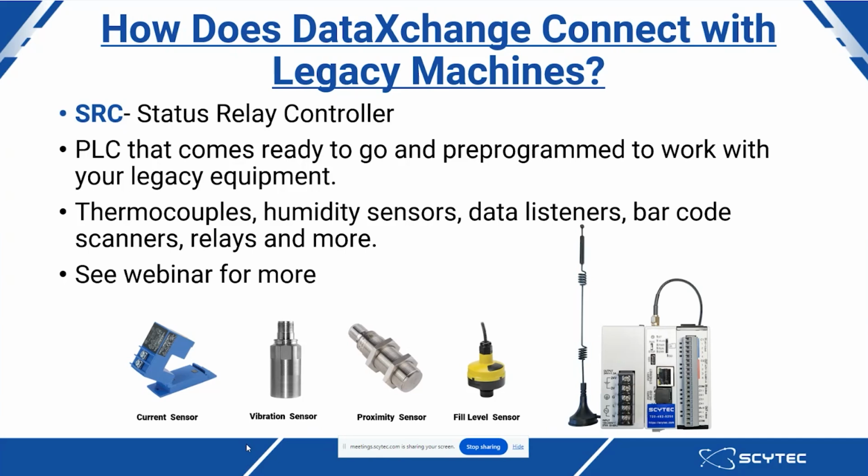Now, we have a whole little assortment of sensor types down at the bottom, including a current sensor, a vibration sensor, proximity and fill level sensors. And we can also wire our PLC device into things like thermocouples, humidity sensors, data listeners, barcode scanners, relays, and more. And if you look over on the far side of that PLC device down there in the right-hand column, you'll see a whole bunch of little ports. Those are where all of the sensor types can wire in, in the back of your electrical cabinets on the back of the machine.